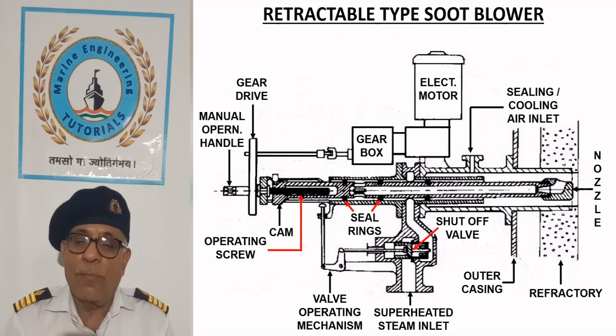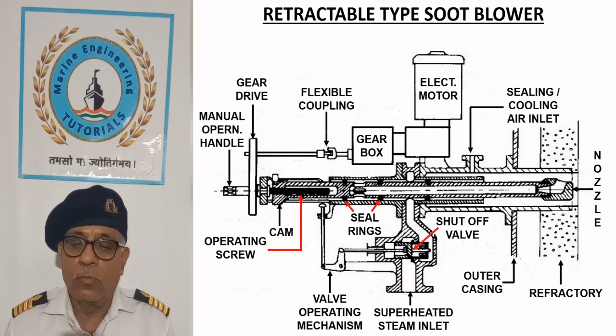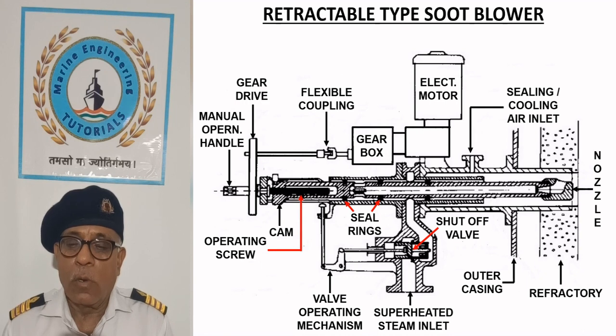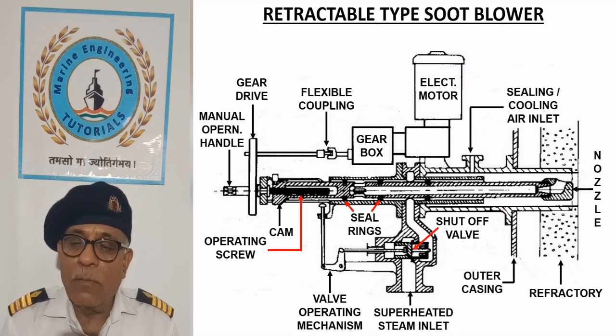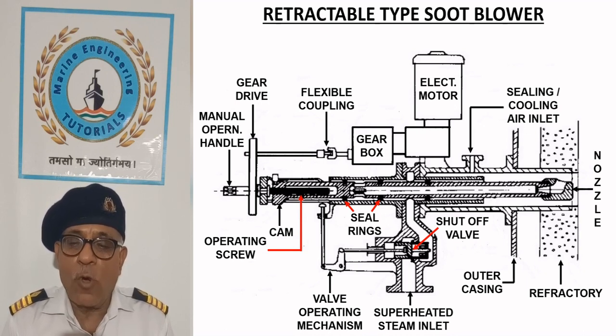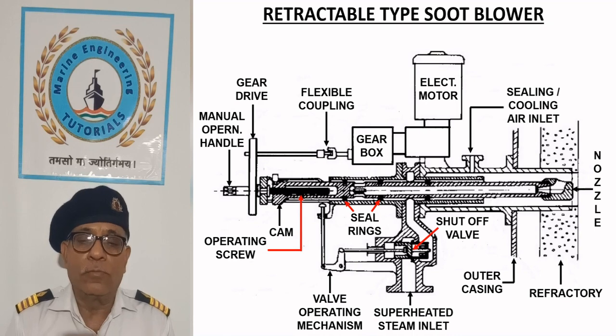To operate the soot blower manually, a handle can be fitted to the square provided at the end of the operating screw. Flexible coupling provides independent manual and electric motor operation. While operating the soot blower manually, supply to the electric motor should be put off as a precaution to prevent injury. For same reason, handle should be removed after the use.